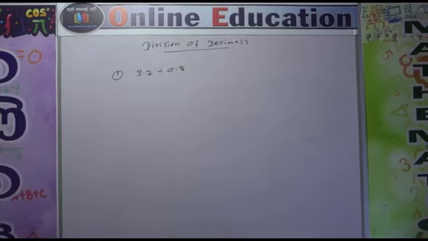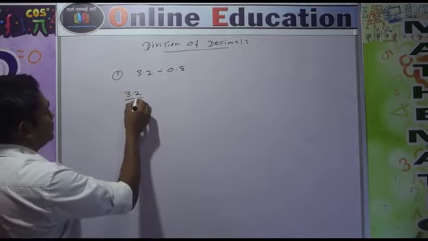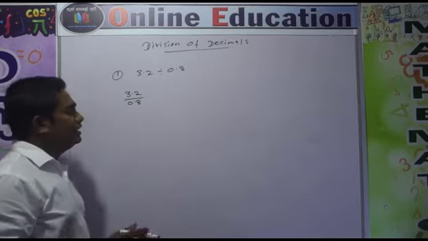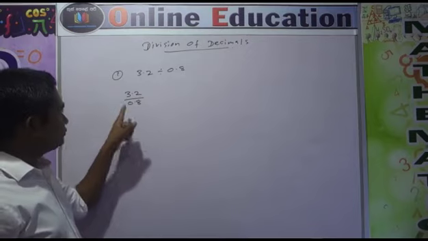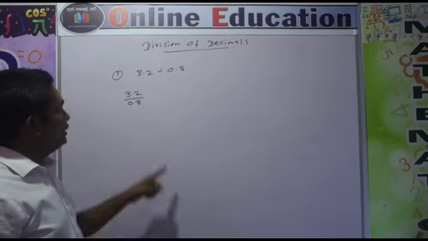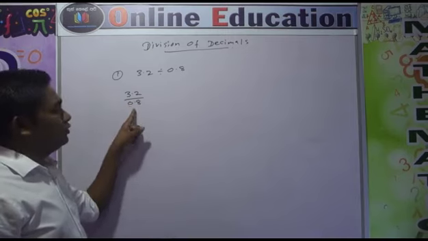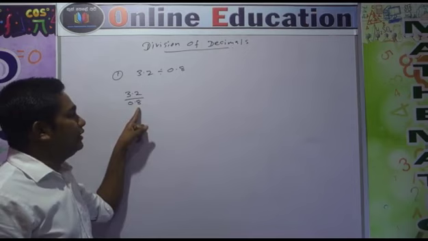0.8. We'll see. Write like this. What we want to do is convert the denominator value to a whole number. How can we convert the denominator value to a whole number? Check the number of decimal places in the denominator value.